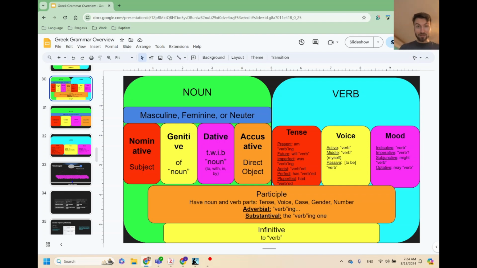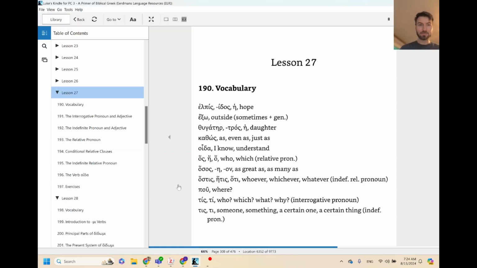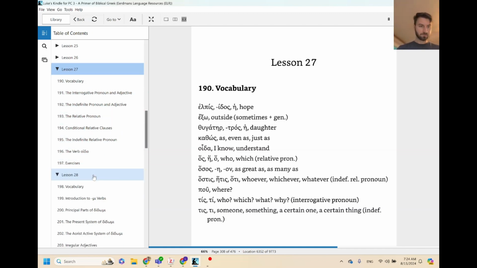So, there you have it. You now officially know all of the base things for Greek. And so the remaining chapters are mainly just tying up loose ends and going through some irregular verb forms and stuff. So 27 is going to talk about pronouns, indefinite, relative pronouns.